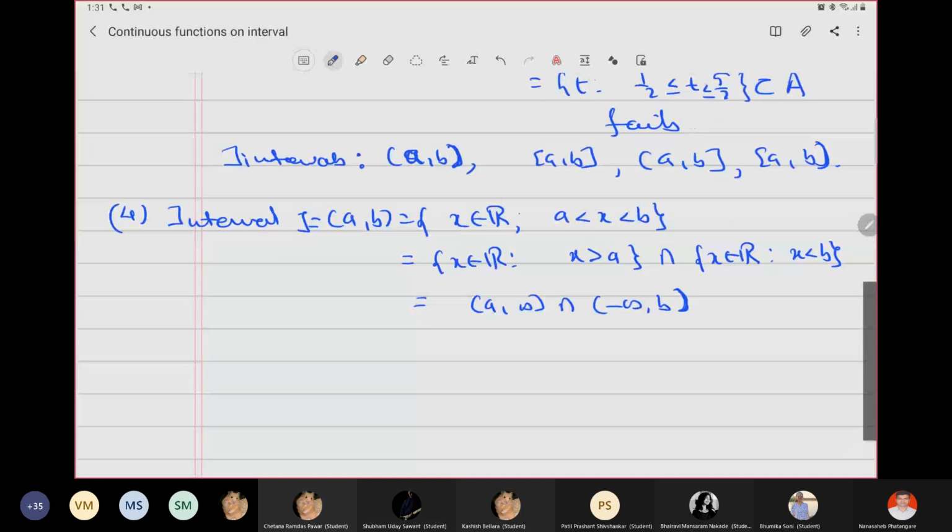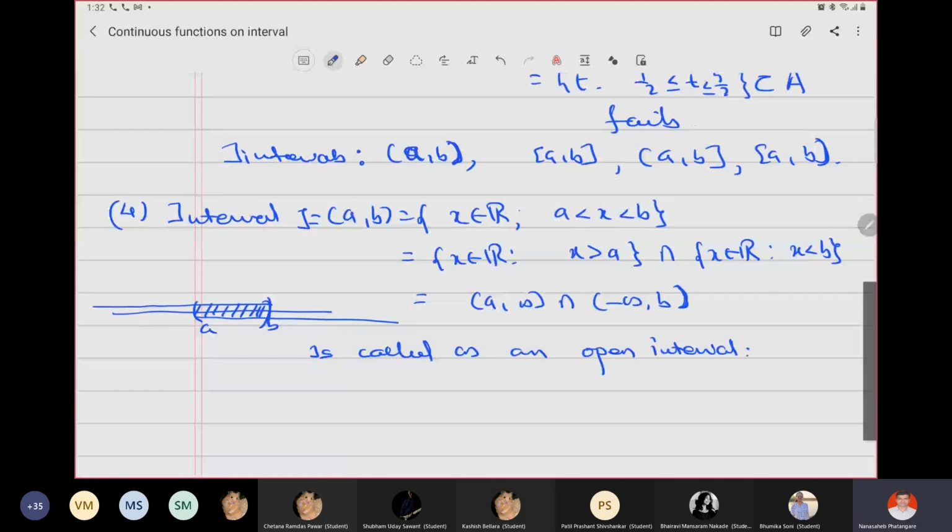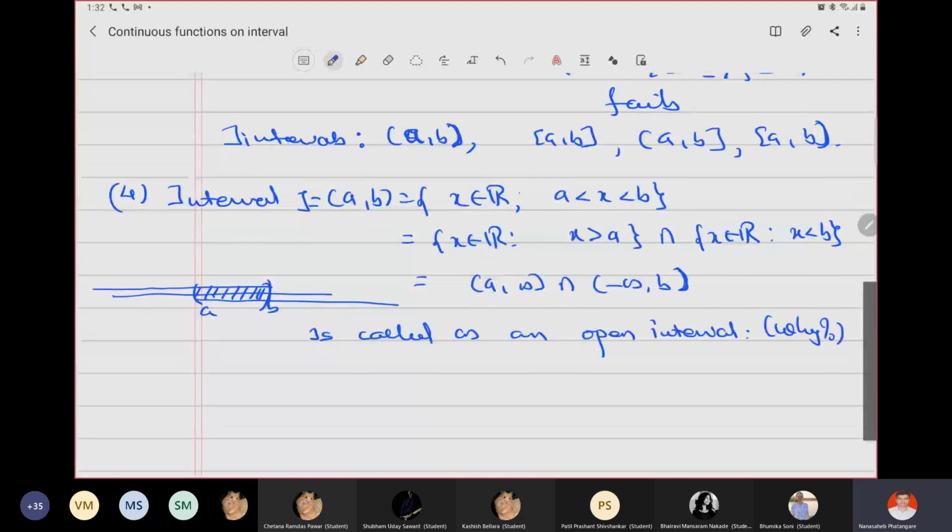Yes, sir. Right. So A to infinity and minus infinity to B. What is the common part that you can understand? So A to infinity is this part and minus infinity to B is this part, and this is the common part, which is our interval A to B. That is another way to look at this. It is called an open interval. So why open? Because it is open at two ends.